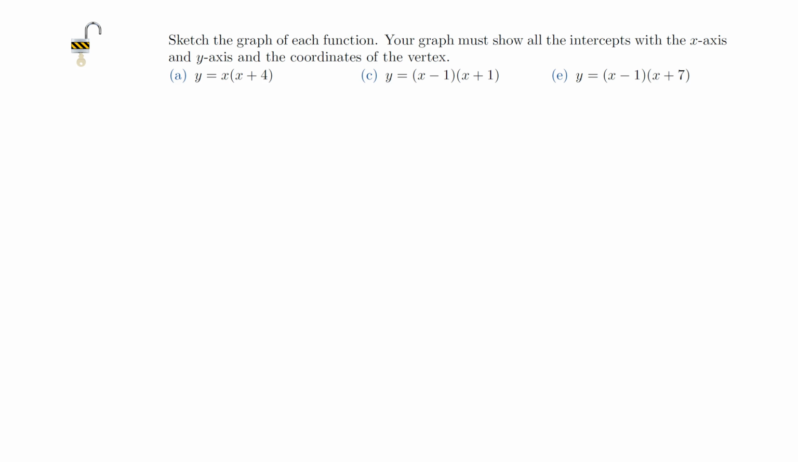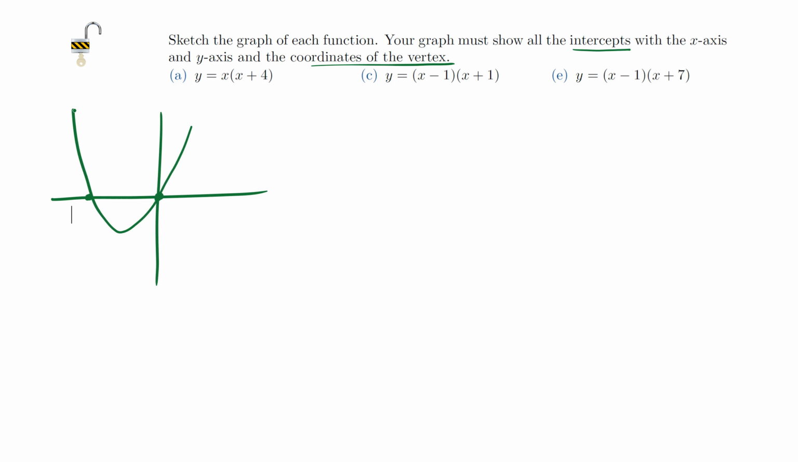Okay, so let's look at a couple of these examples. We have to sketch the graph of the function showing all intercepts with the x-axis and the y-axis and the coordinates of the vertex. So if we look at this first one here, we can see it's a parabola which is concave up because it's plus x squared. If x equals 0, or x equals minus 4, the y value will be 0. So they're the points where we cut the axis. So our parabola looks something like that, with 0 and minus 4.